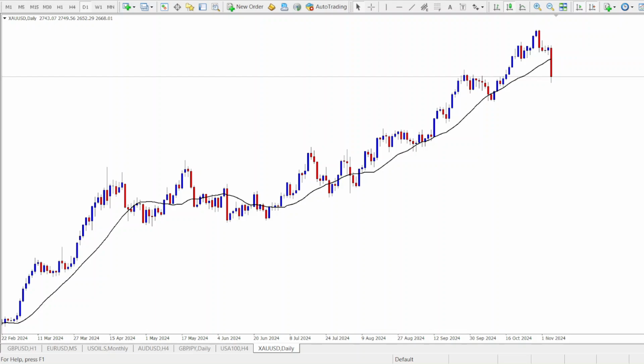Now, the SMA is a great choice if you are a beginner who is looking for a basic, easy to understand indicator.